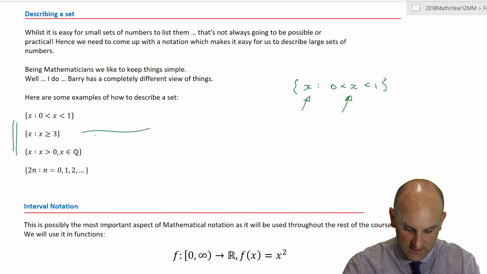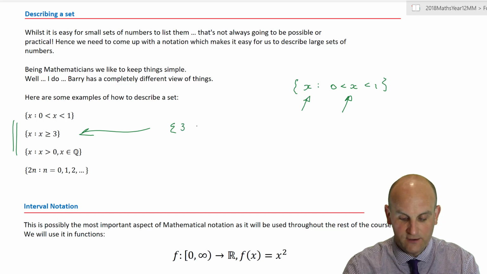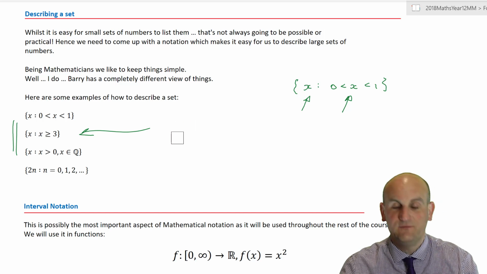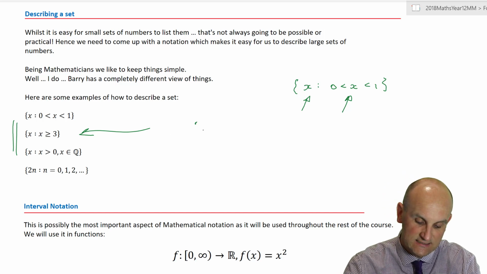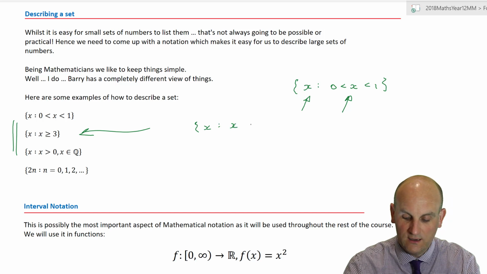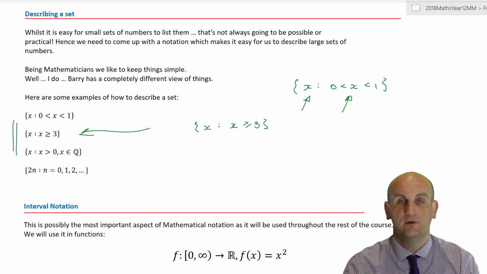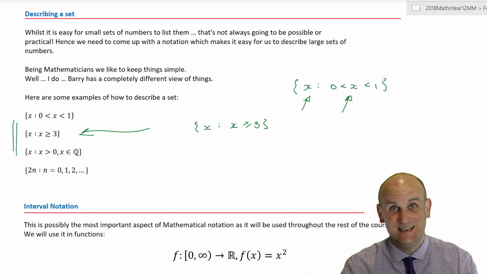What about this value here? Well, this set of numbers would be 3 and more. Actually, I can't even give you examples because this would be real numbers. But what it is suggesting is, again, the values inside my set are decided by x being greater than or equal to 3. So values of 3 and above to infinity.